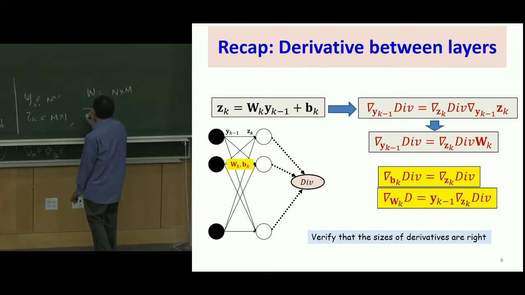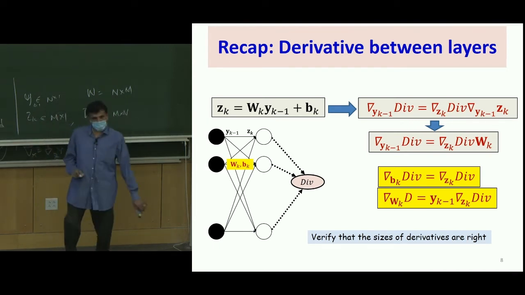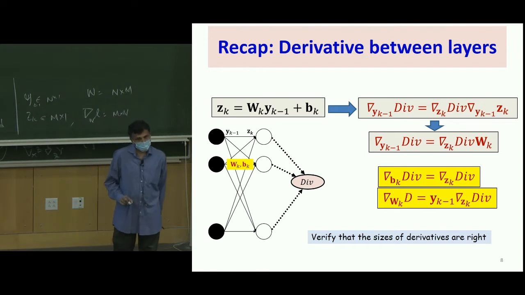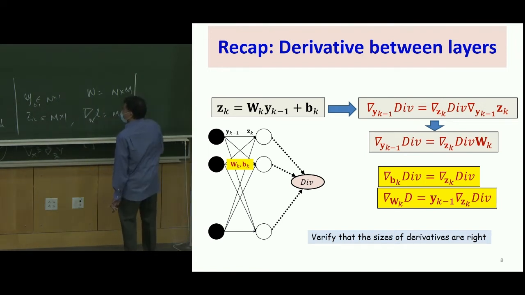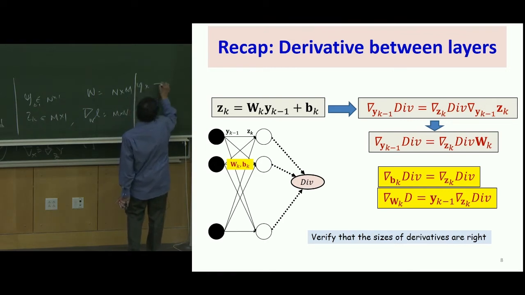And the derivative of the divergence with respect to w is going to be m cross n. This we agree, correct? The derivative of the divergence with respect to z, what is it going to be? It's 1 cross m, right? So when I multiply y by the derivative of the divergence with respect to z, that's going to be n cross.